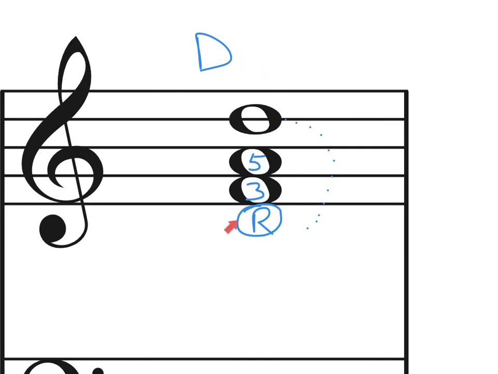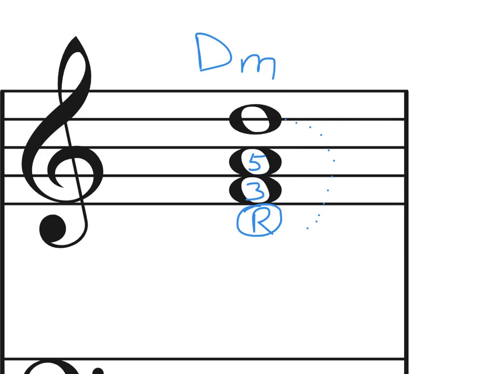In the key of D major, I should have F sharps for a major third, right? I don't. This is an F natural, which means this is a minor third. Intervals of a minor third and a perfect fifth create a minor triad. So this is in fact a D minor chord.